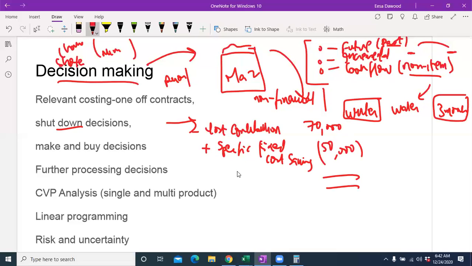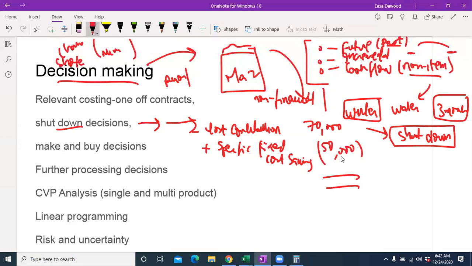So now, should I shut down? Should I shut down? So the mindset would be that I'm shutting down. Whatever is the requirement, you will see from the requirement. But here the mindset is I'm shutting down. So I lose 70,000.